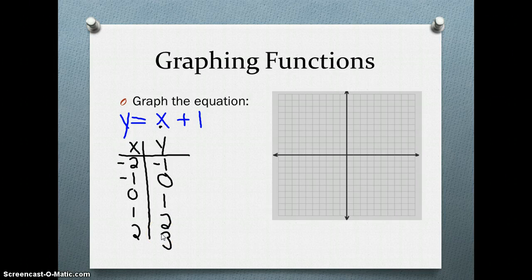Now I'd come over here to my graph, and I would plot those points. -2, -1: I go over 1, 2, and then down 1. -1, 0: I go left 1, and stay on the x-axis. Then 0, 1: I just go from the origin, up 1. 1, 2: I go to the right 1, and then up 1, 2. And then 2, 3: I go 1, 2, and then up 1, 2, 3.